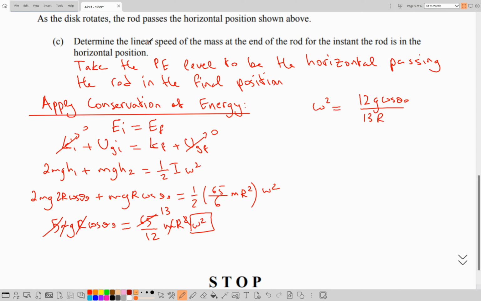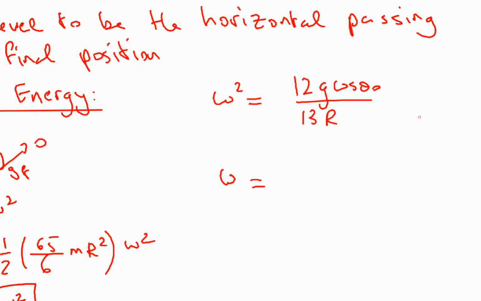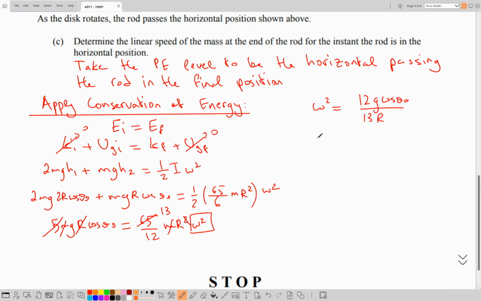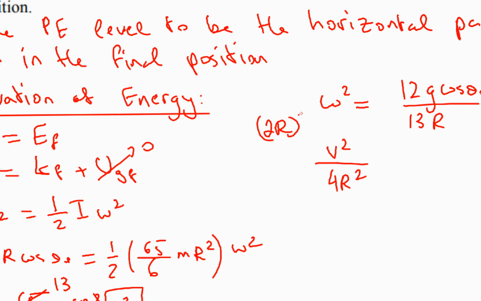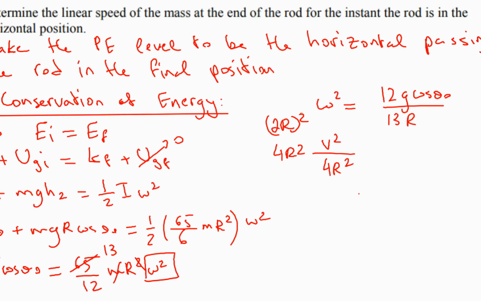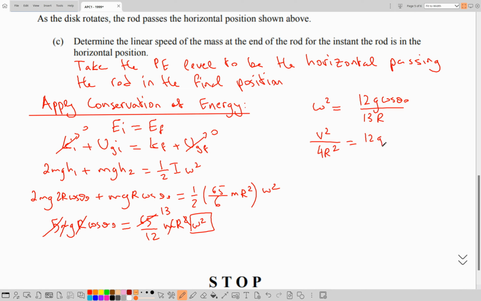But remember that we're interested in the linear speed of the mass at the end of the rod and not omega, and we know that in this case omega is equal to v divided by the radius, and the radius that we're talking about is double r because we're talking about the end of the rod. So that would be v square divided by 4r square, because double r to the power of 2 would be 4r square, which is equal to 12g cosine theta 0 divided by 13r.